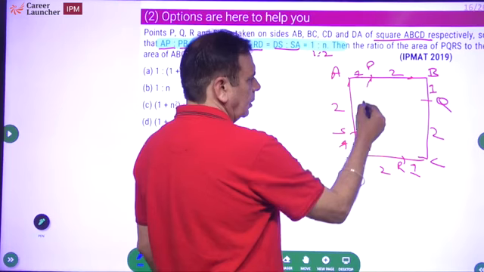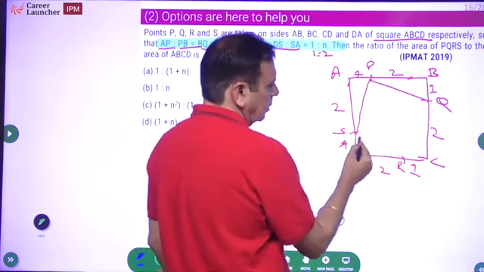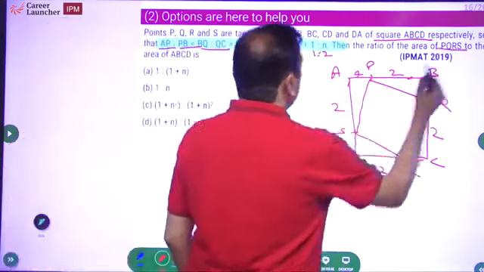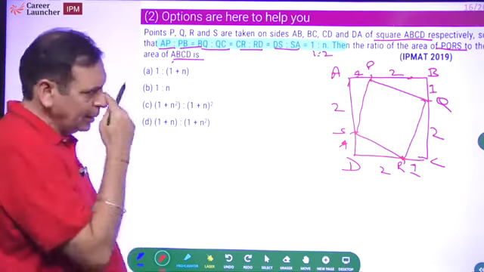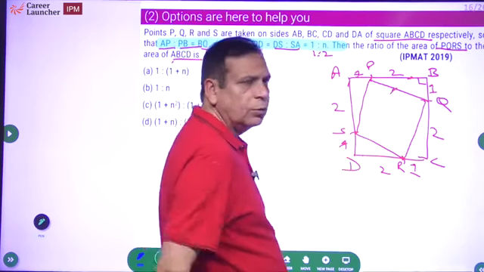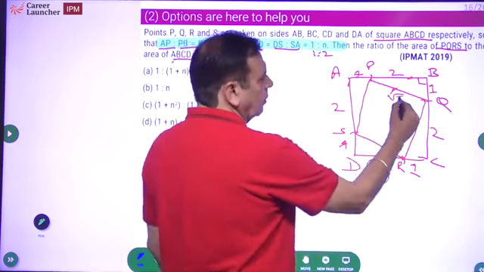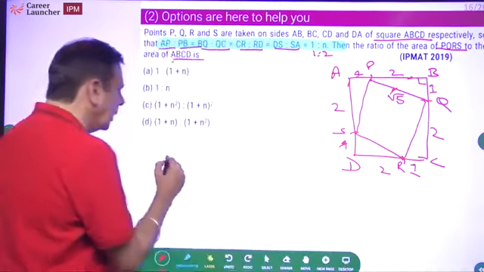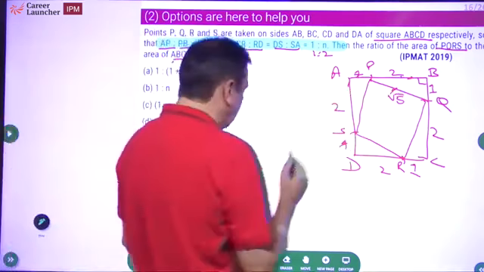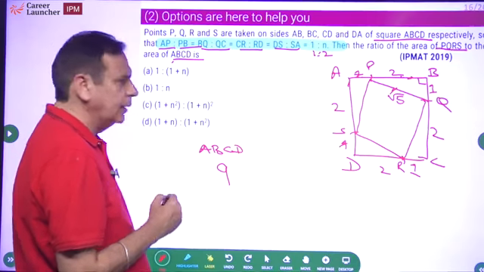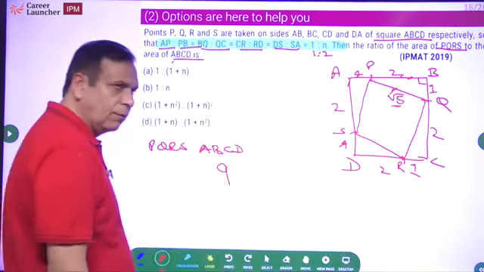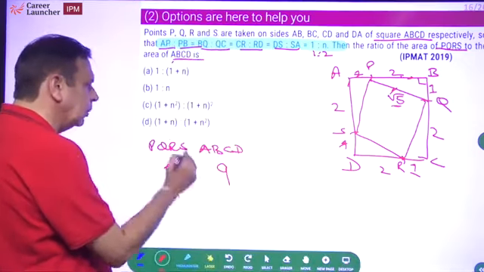Now, what is he asking? The ratio of the area of square PQRS to the area of square ABCD, right? Now, this is a right angle triangle. So, what will be the value of this hypotenuse? 2 squared plus 1 squared, under root 5. So, what is the area of the square ABCD? ABCD has a side of 1 plus 2, 3. So, the area of the square ABCD will be 9. And what about PQRS? It has a side of under root 5. So, the area will be 5. So, what should be the answer?